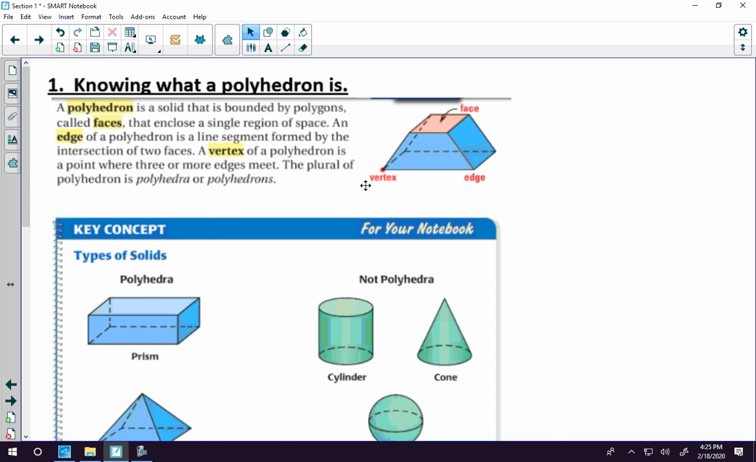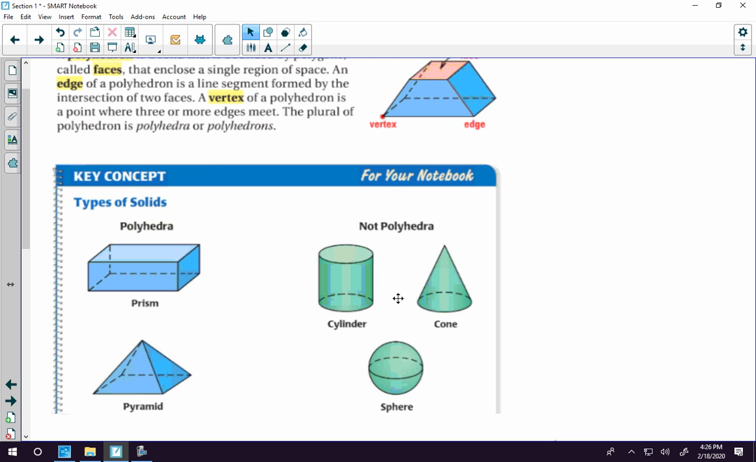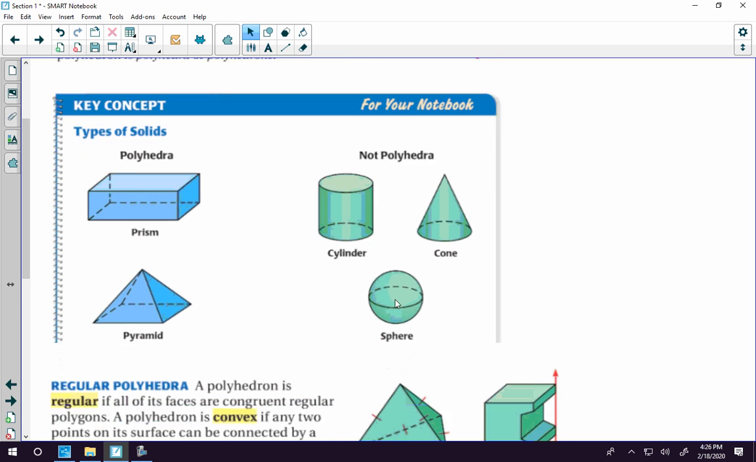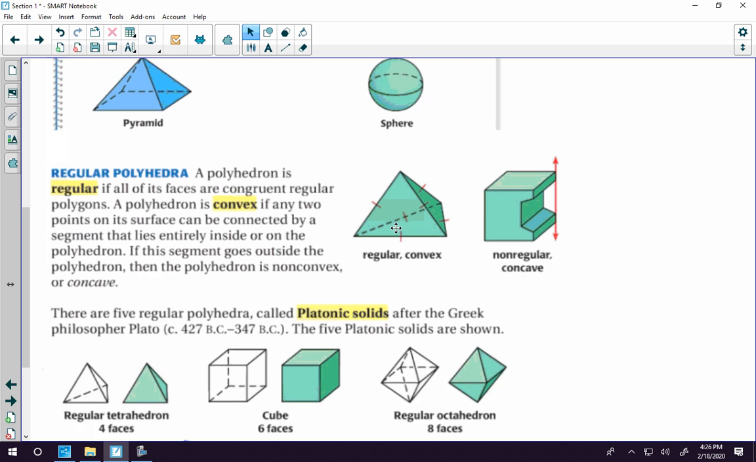As we look at the chart here on the left, the pyramid is definitely a polyhedron. Prisms are polyhedrons. On the right, you'll notice that cylinders, cones, and spheres are not polyhedrons because they have curvature. Or maybe the correct way of saying it is that not all of their faces are made up of polygons. All of the faces have to be polygons, which is not the case for spheres, cylinders, and cones.